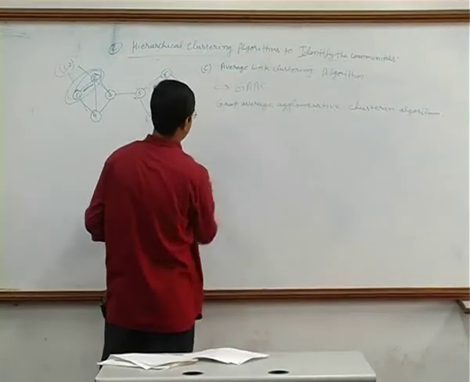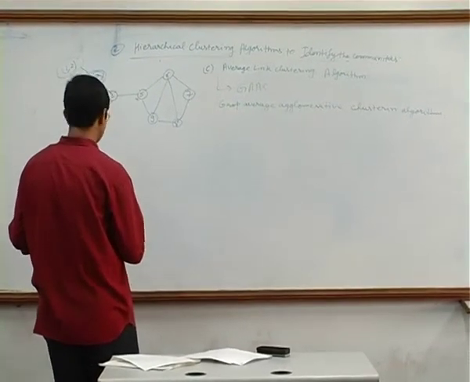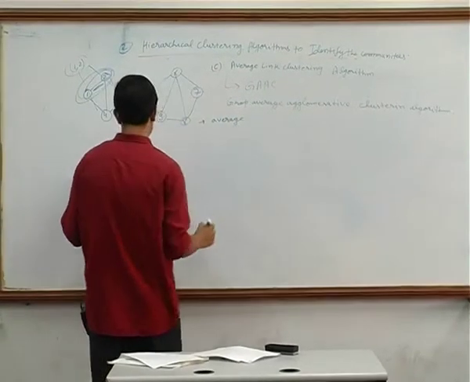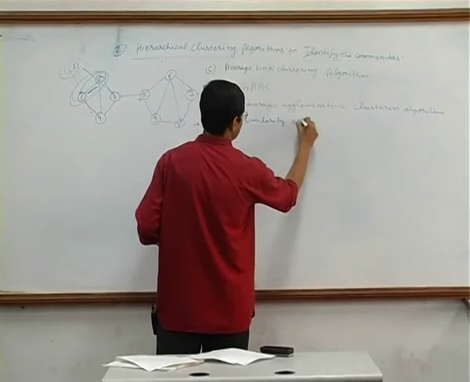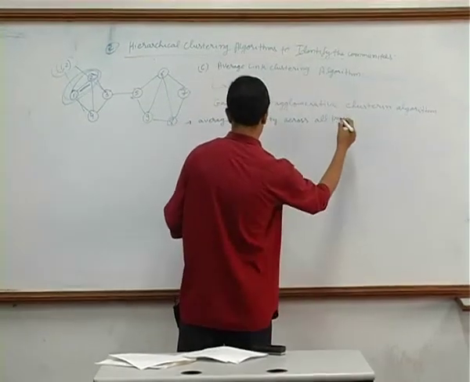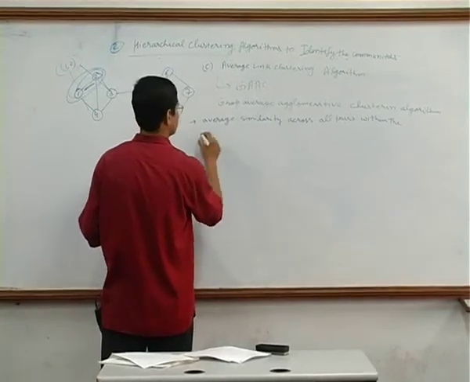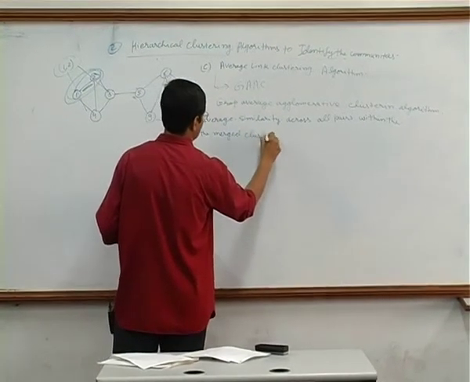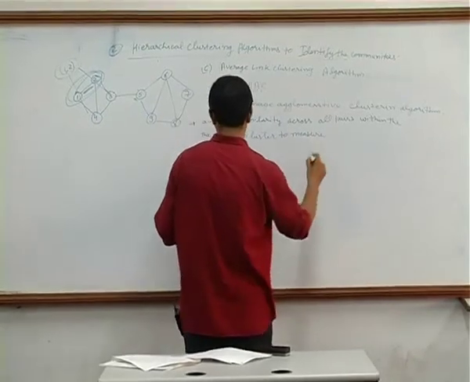So for the group average agglomerative clustering algorithm, the similarity criteria can be defined as it uses the average similarity across all pairs within the merged cluster to measure the similarity of two clusters.